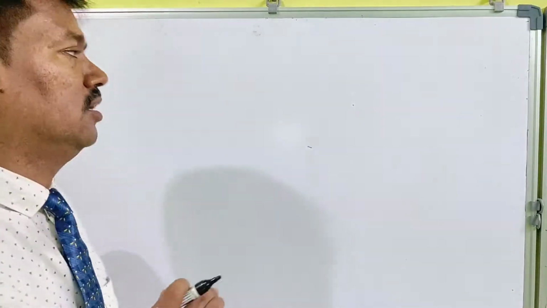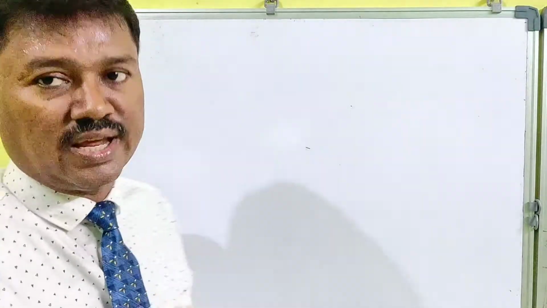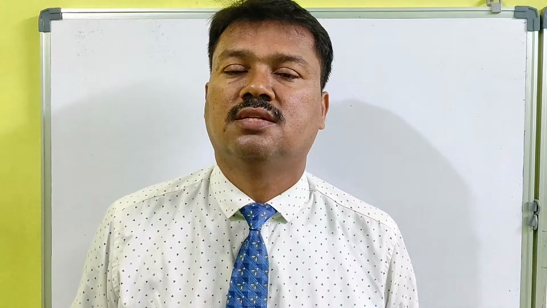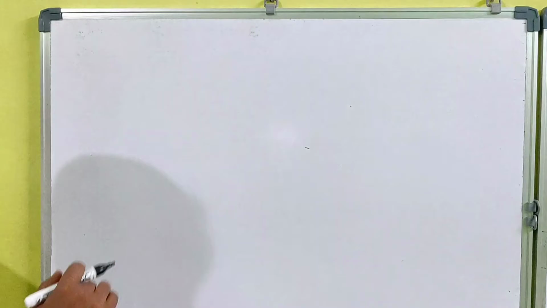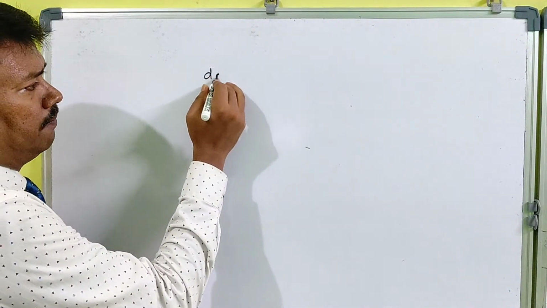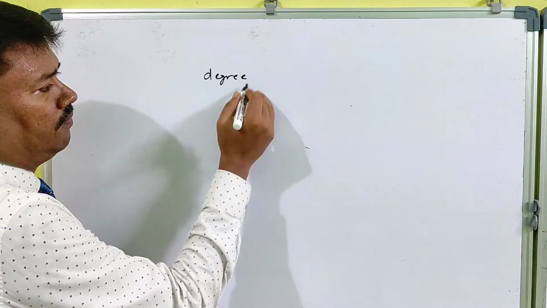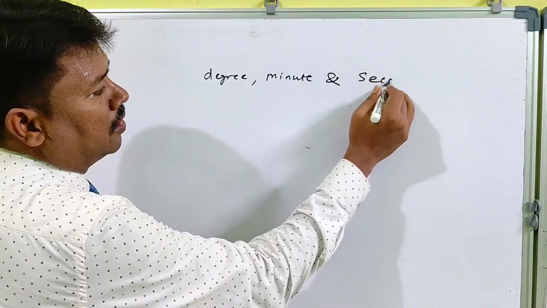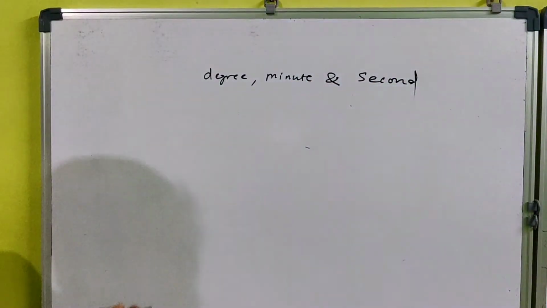So in the last lecture, we defined the angles and its type and the system of measurement of the angle. So which are the two different systems of measurement of the angle? One is called the sexagesimal measurement of the angle and the other one is called the circular measurement of the angle. In sexagesimal, we define the different units: degree, minute and second. So the definition of 1 degree we discussed there.